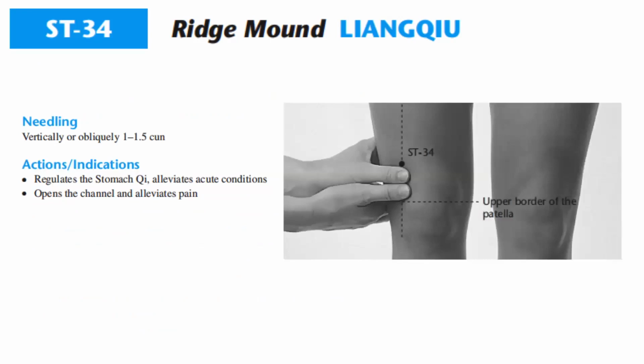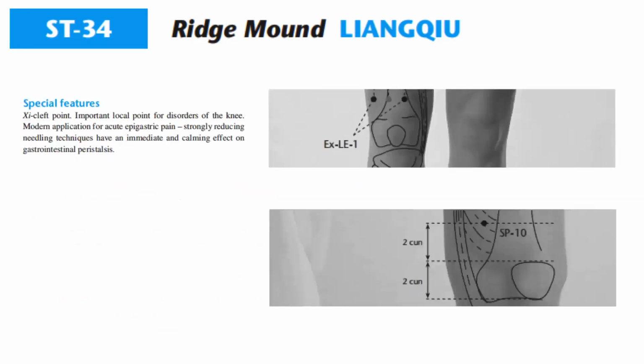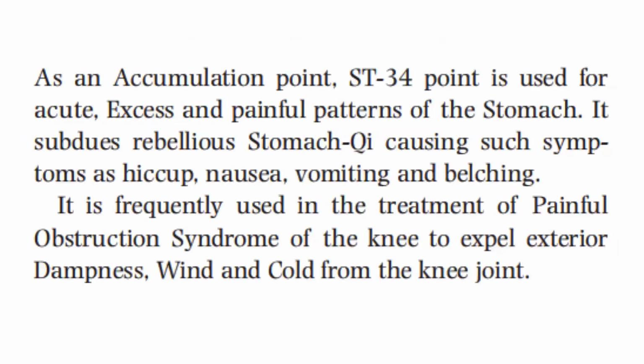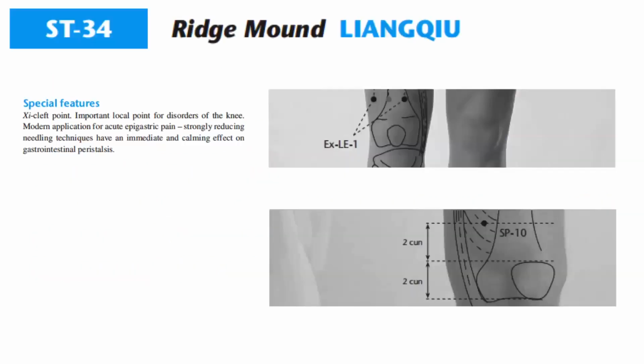As for its actions and indications, Stomach 34 regulates the stomach qi, alleviates acute conditions, and opens the channel and alleviates pain. A special feature, being the xi-cleft point, it is an important local point for disorders of the knee. In modern application, it is used for acute epigastric pain, whereby a strongly reducing kneading technique has an immediate and calming effect on gastrointestinal peristalsis. Here we have an illustration of the points near Stomach 34. We have here XLE1 and Spleen 10.